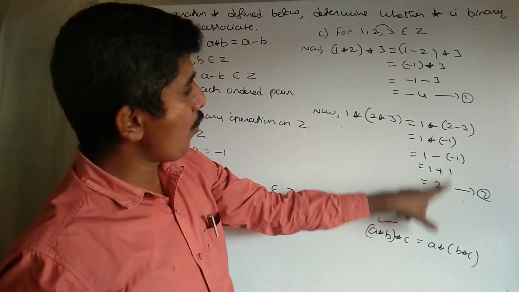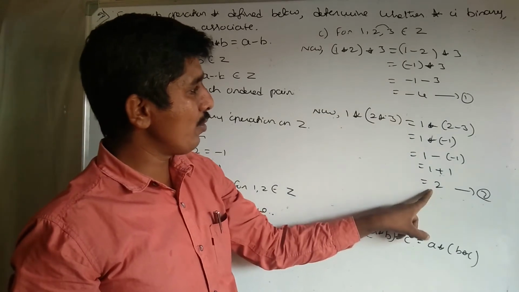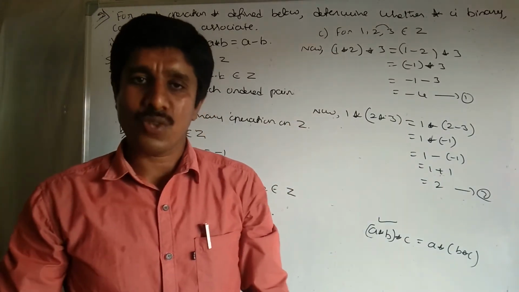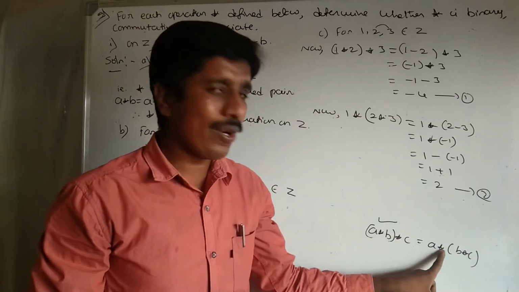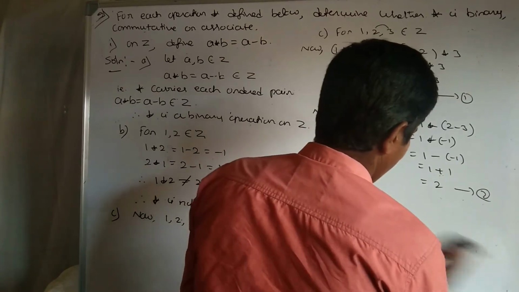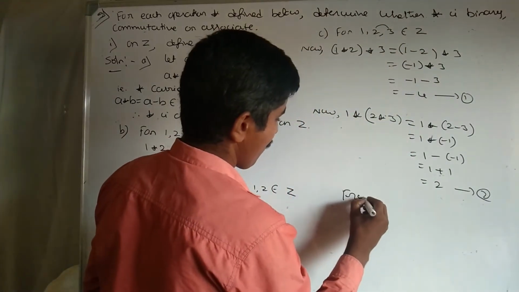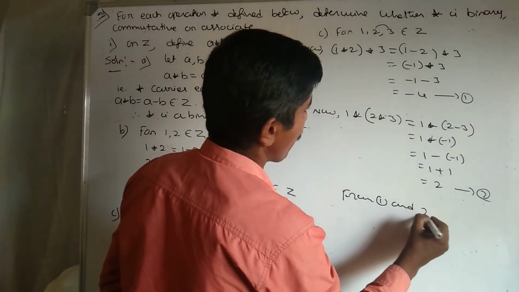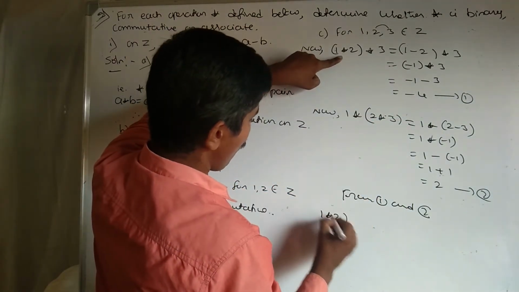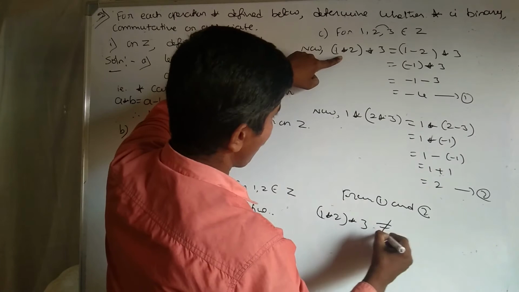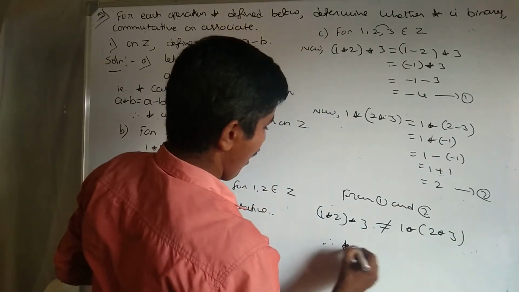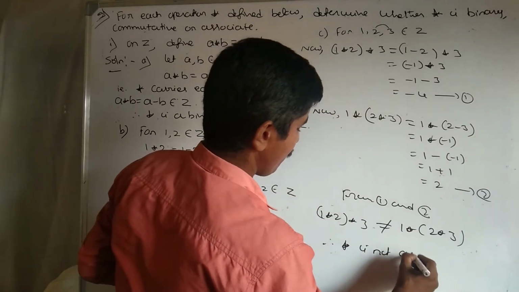From equations 1 and 2, minus 4 is not equal to 2. Therefore, LHS is not equal to RHS, so it is not associative. If LHS equals RHS, then clearly it is associative. Finally, from equations 1 and 2, which are unequal, 1 star 2 of star 3 is not equal to 1 star of 2 star 3. Therefore, star is not associative.